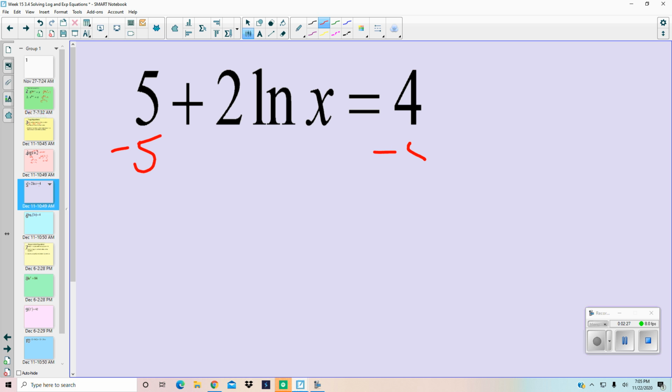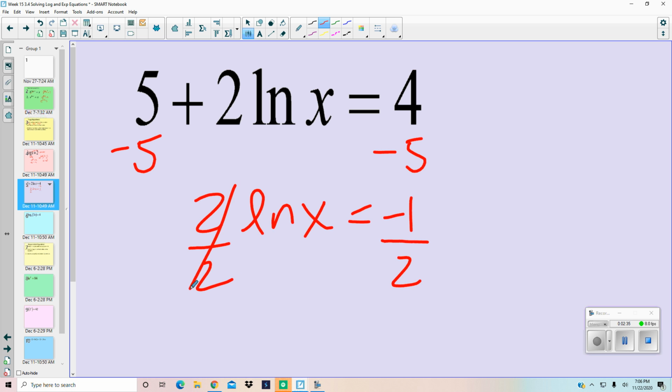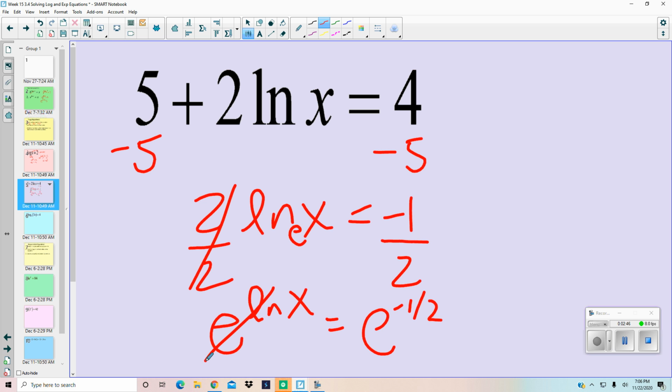So if I subtract 5, I have 2 natural log of x equals negative 1. Divide by 2, so now I have negative 1/2. But now my base is e here, so if I make e the base of the left side and e the base of the right side, this cancels out, so my answer is e to the negative 1/2.